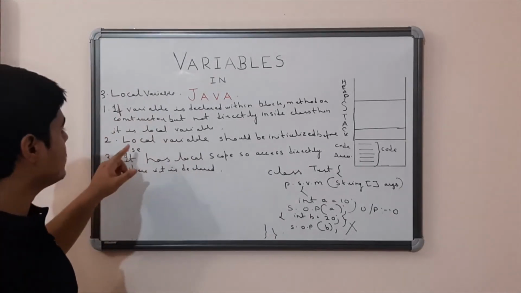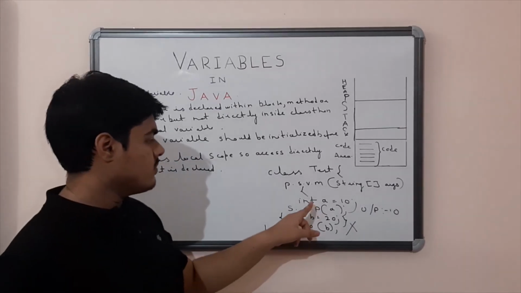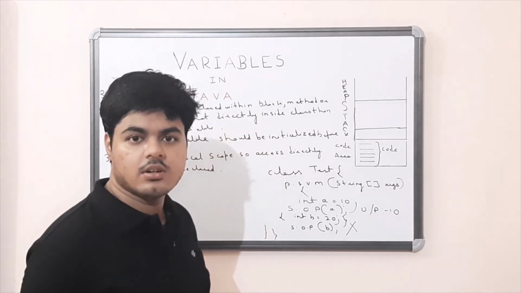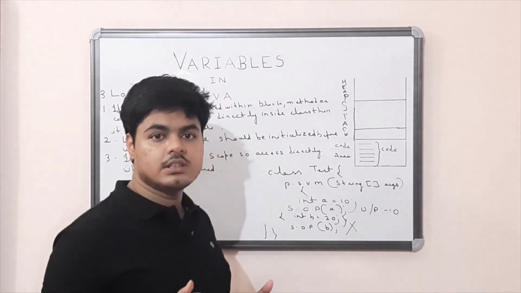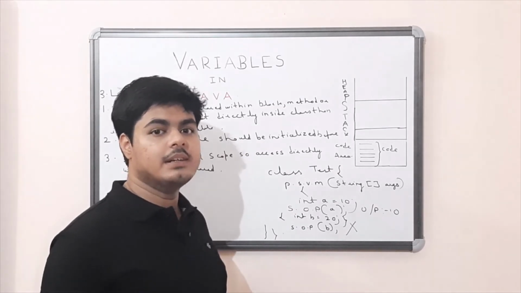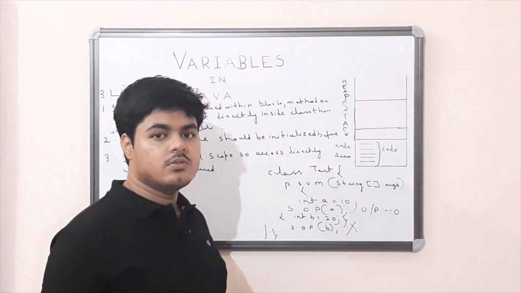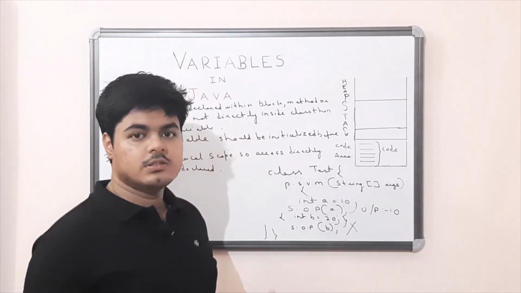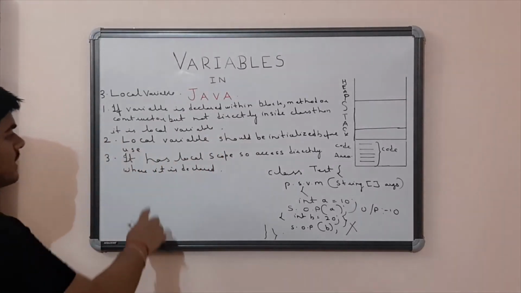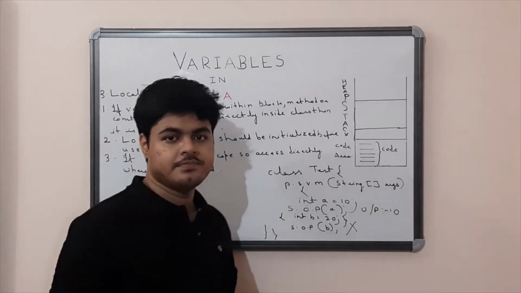Now the second one is, a local variable should be initialized before use. If we are declaring a variable inside a method, constructor or block, then you must initialize it before using it. Suppose you are printing the variable before initializing, then you will get an error. So it is better to initialize it before use. Now the last one is, it has local scope, so it is accessed directly where it is declared.